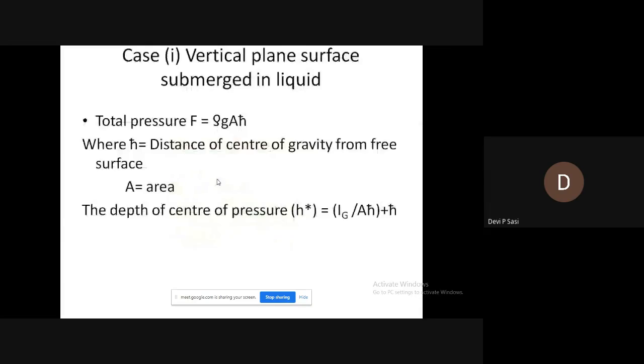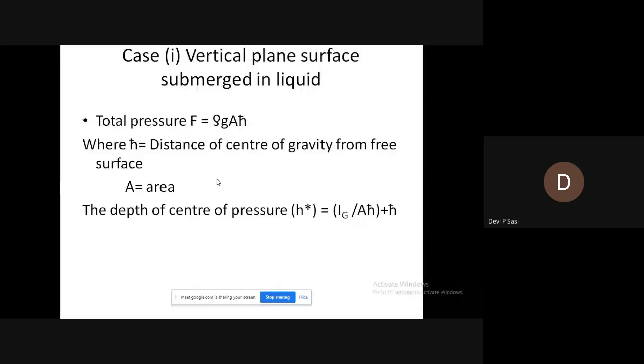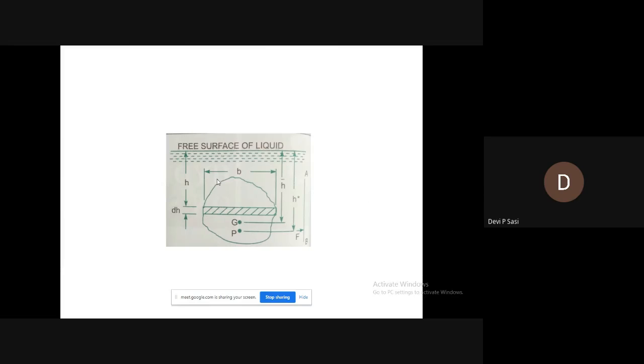So in that case, case 1, the total pressure F, that is the pressure force F, is given by the equation F is equal to rho g A h bar, where h bar is the distance of center of gravity from the free surface of liquid.